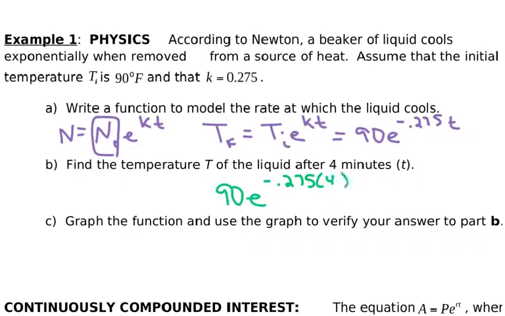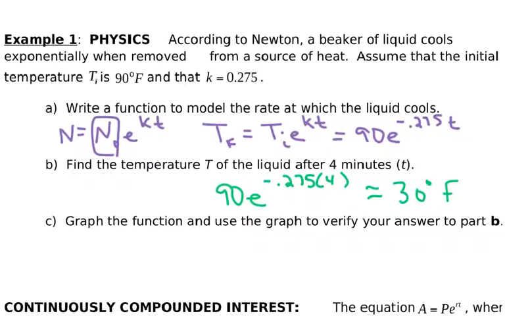And then we're just going to shove this in our calculator. Remember I said that e to the x is second and then ln, which is on the left-hand side of your calculator. And the calculator spits out approximately 30 degrees. And remember that's 30 degrees Fahrenheit because the initial temperature was 90 degrees Fahrenheit.